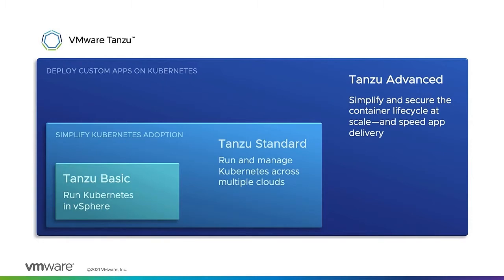Tanzu Standard also offers a full enterprise-grade Kubernetes runtime, Tanzu Kubernetes Grid, which can be deployed across multiple environments, including on-premises on vSphere and VMware Cloud Foundation, on public clouds such as AWS and Azure, as well as on hybrid clouds like VMware Cloud on AWS and Azure VMware Solution. So let's get into it.